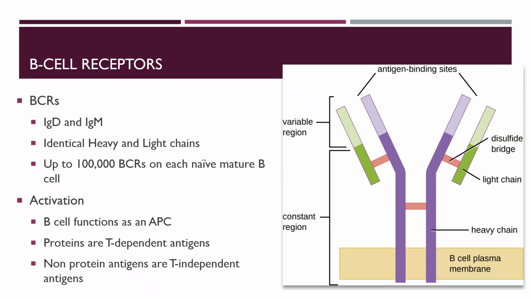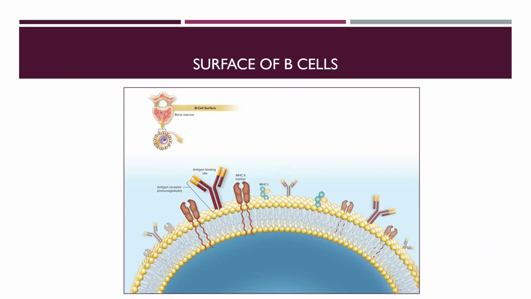B cell receptors, or BCRs, IgD and IgM, are what we're talking about here. They have identical heavy and light chains. There are up to 100,000 BCRs on each naive mature B cell. These are activated, so the B cell functions as an antigen presenting cell. The proteins are T-dependent antigens. The non-protein antigens are T-independent antigens. So here's what the imaginary surface of a B cell looks like. Not so very different than what we saw with the T cell, really.